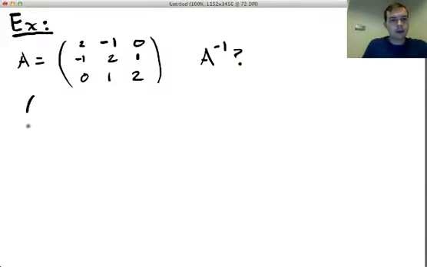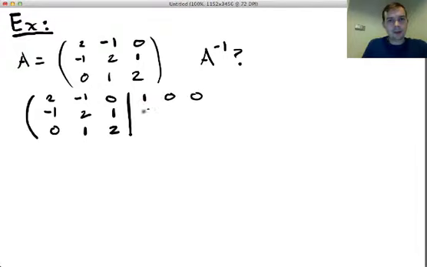Well, I basically set up my augmented matrix. Only the deal is, instead of just a column, I'm going to put the entire identity matrix here. Then I'm going to put this entire left-hand side into reduced row echelon form, and whatever I get over here on the right-hand side, it turns out is going to be A inverse. So we just do Gaussian elimination to get into reduced row echelon form.